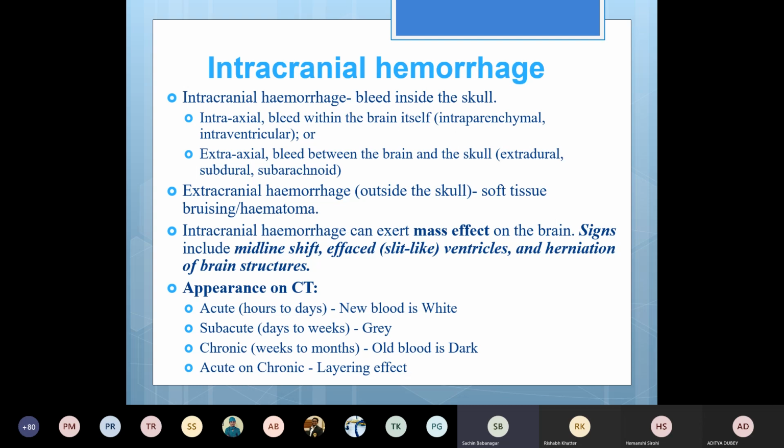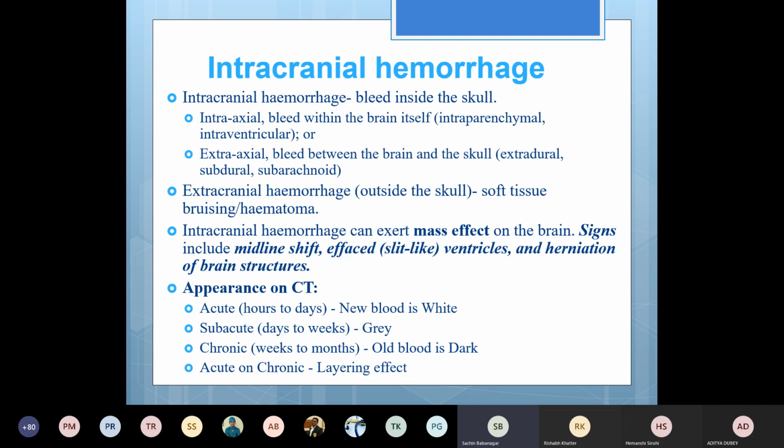Then intracranial hemorrhage, why we need to look out for this is because they exert a lot of mass effect and they can affect prognosis of the patient very quickly. So it's important to identify and treat the patient soon. Signs of midline shift, effaced ventricles, and herniation of brain structures help us to identify that there is a significant mass effect.